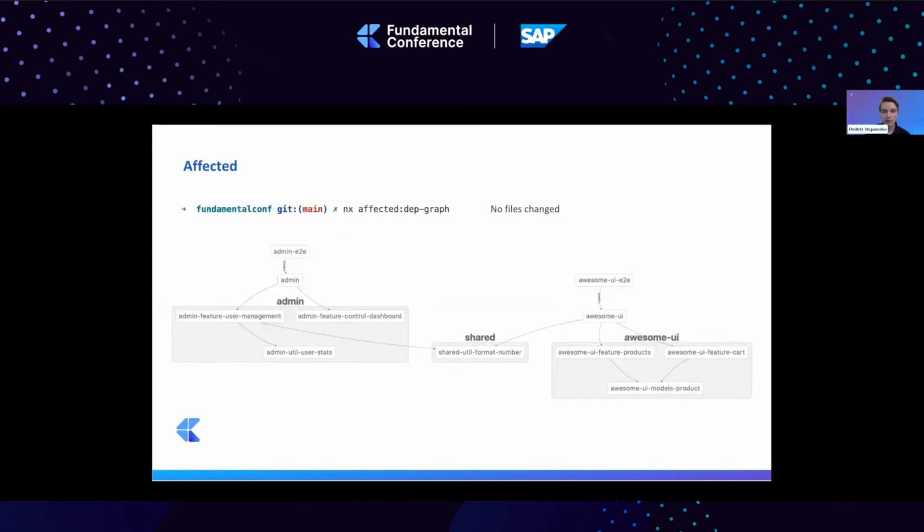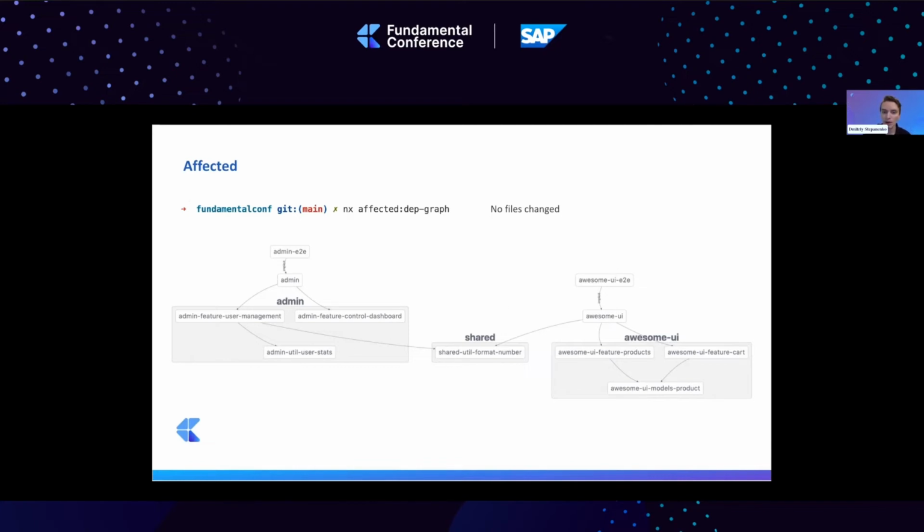Under the hood, NX uses Dependency Graph to compute how your change affected the whole repository. Looking at the graph, let's say we have changed Awesome UI models product library. And once that is done, basically, this library was affected by the change. And along with this, all libraries and applications that depend on it. So in our case, it's models product, feature products, feature card, Awesome UI application itself, and end-to-end tests for it.